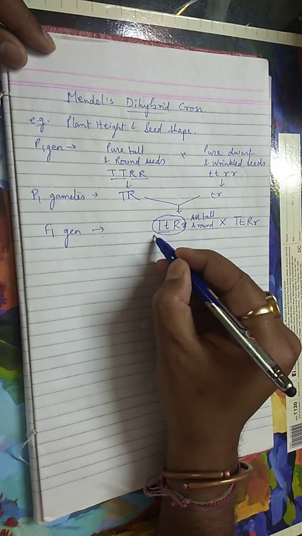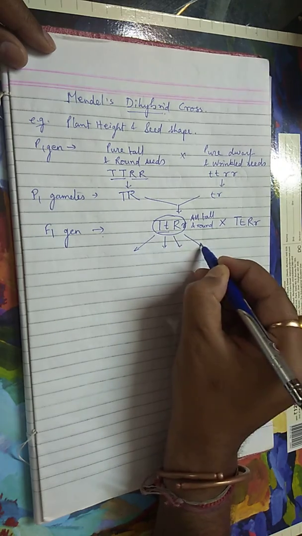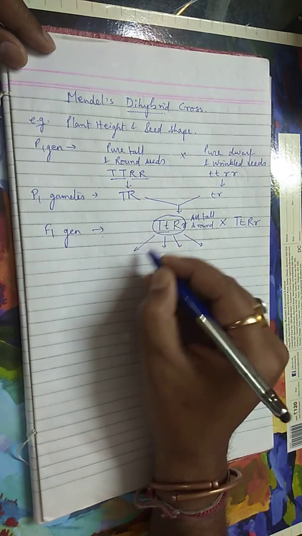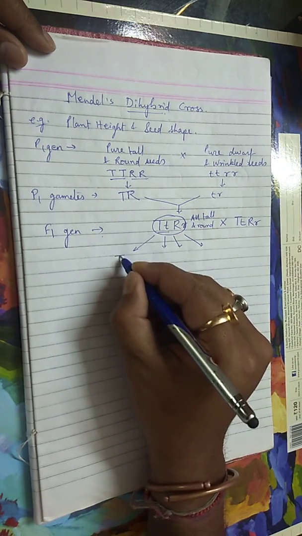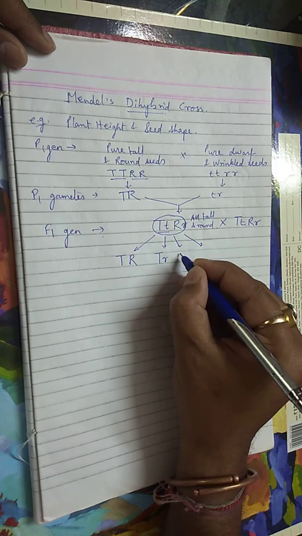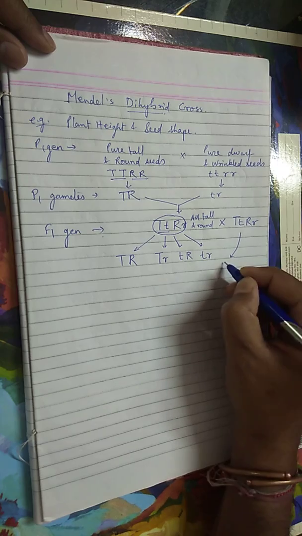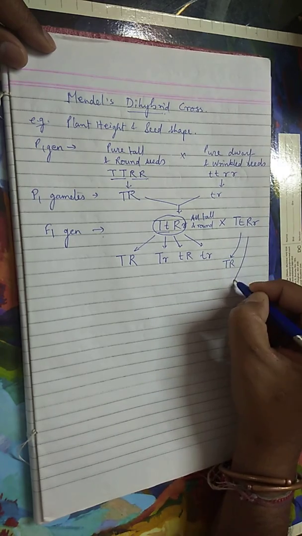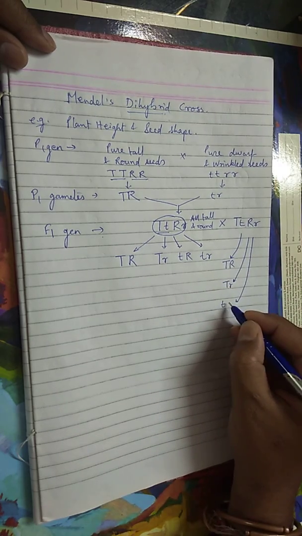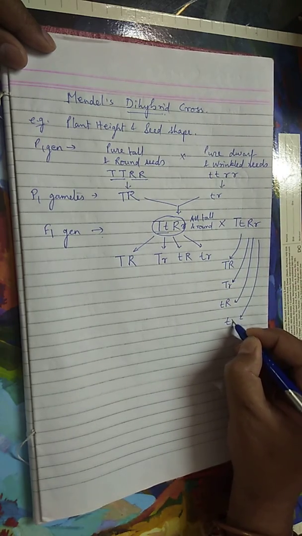So from here, 4 types of gametes will be formed. The reason why Mendel said that 4 types of gametes will be formed, I will be telling at the end of this video. The possible combinations will be capital T, capital R; capital T, small r; small t, capital R; and small t, small r.